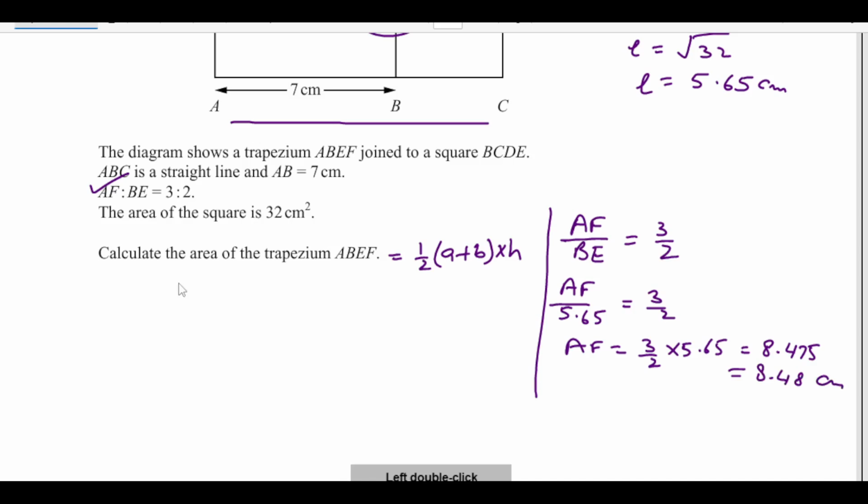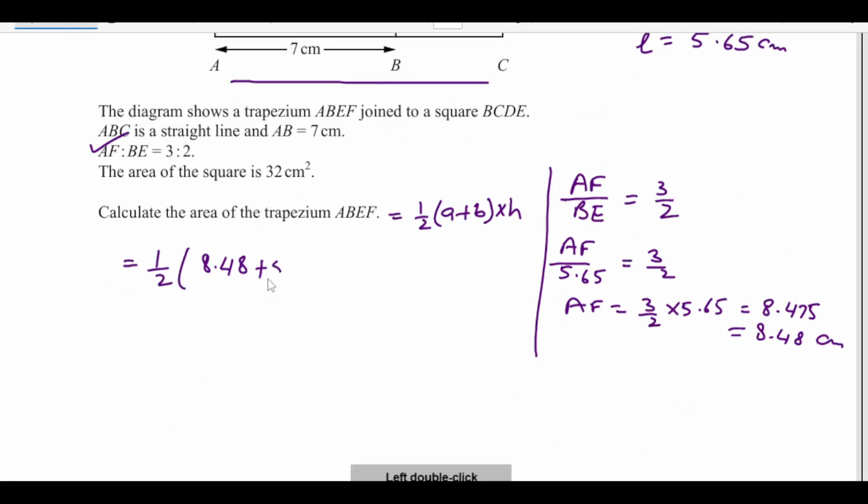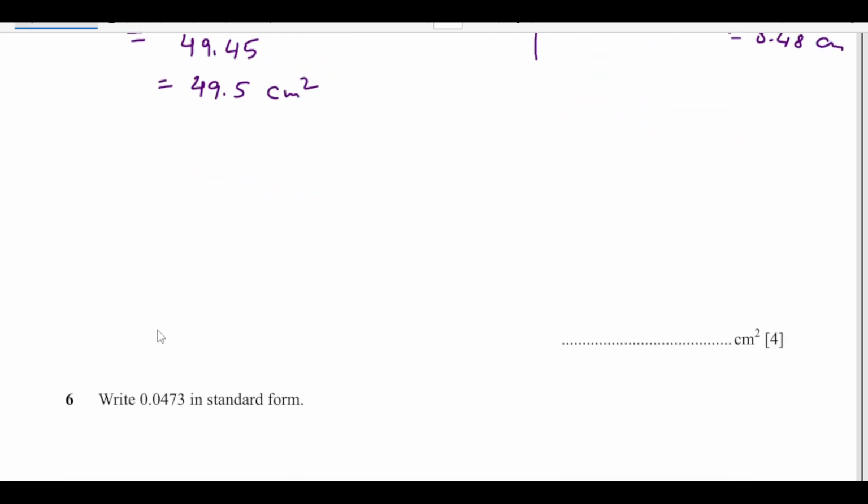So, now we can find the area of the trapezium, which is half, and a is AF, which is 8.48, plus b is 5.65, times the height, which is 7. When you calculate this, just plug in all the values, this is 49.45, and to 3 significant figures it is 49.5 centimeters squared. This is the area of the trapezium, 49.5.